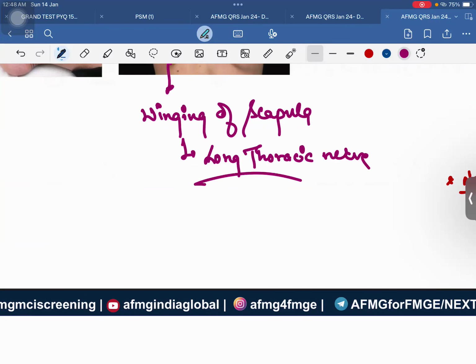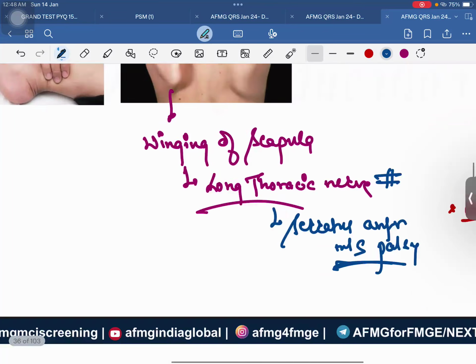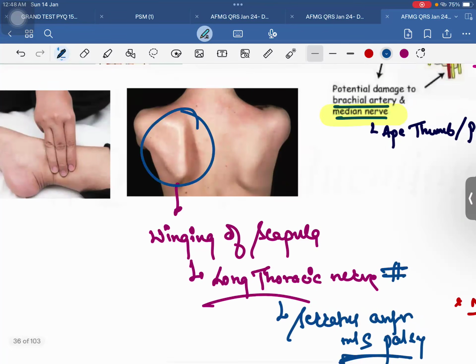So if there is palsy or damage to the long thoracic nerve, that leads to palsy or paralysis of the serratus anterior muscle, which is also known as the boxer's muscle. And as the serratus anterior muscle of the patient is paralyzed, that's the reason why the patient will have this winging of scapula. There will be protrusion of the scapula, as you can see.